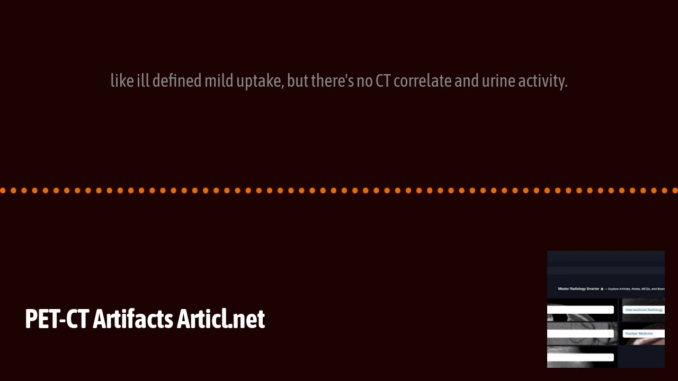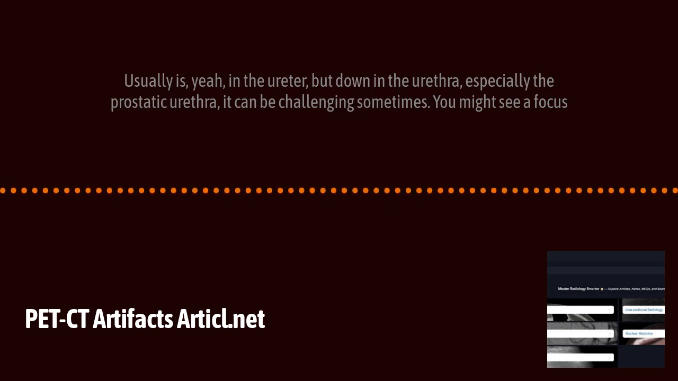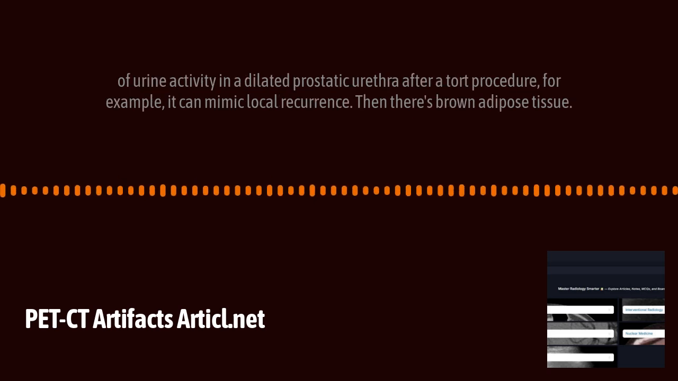And urine activity. Seems like that should be easy to spot and ignore. Usually is, yeah, in the ureter. But down in the urethra, especially the prostatic urethra, it can be challenging sometimes. You might see a focus of urine activity in a dilated prostatic urethra after a TURP procedure, for example. It can mimic local recurrence.